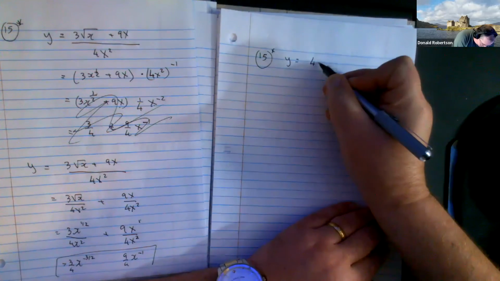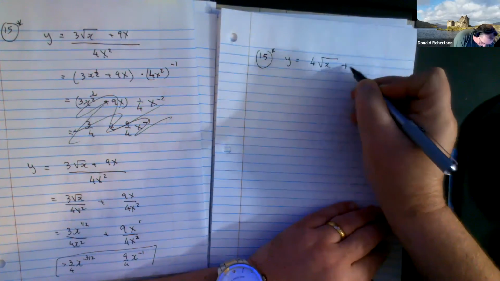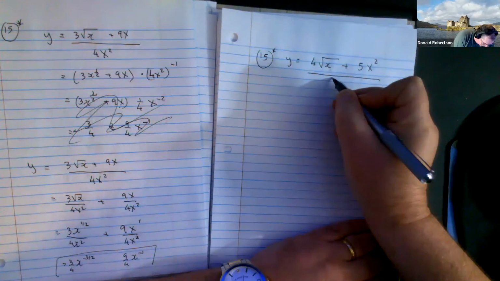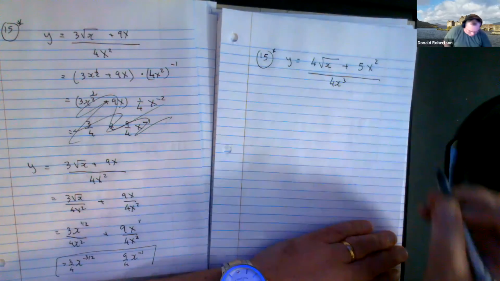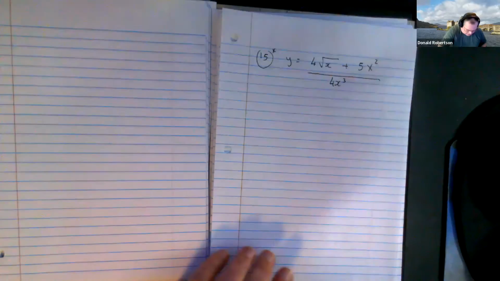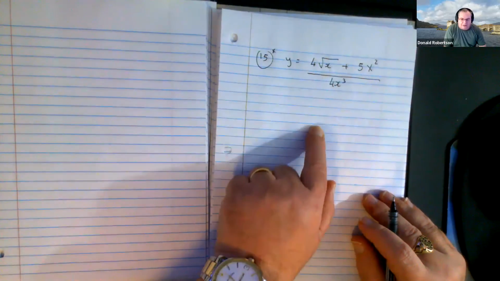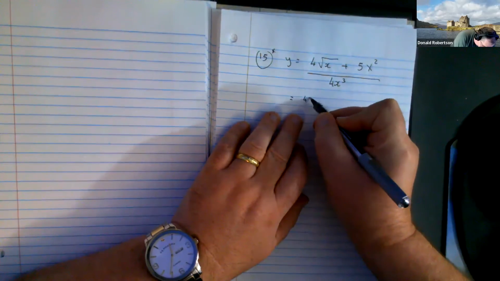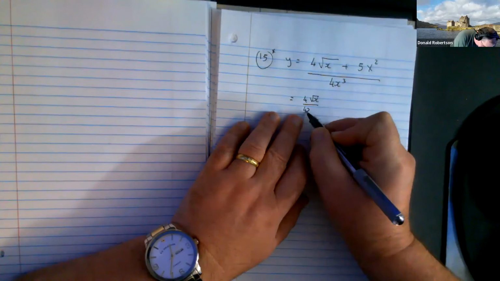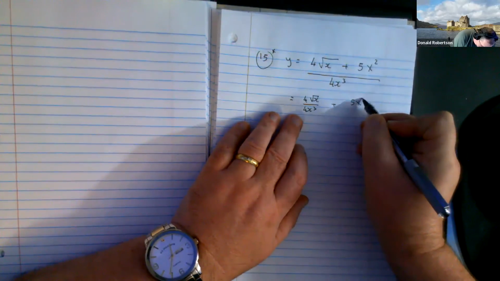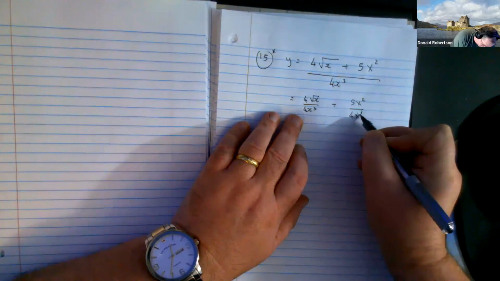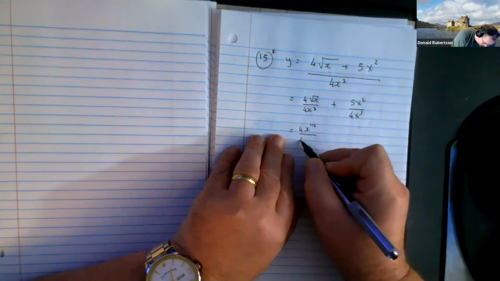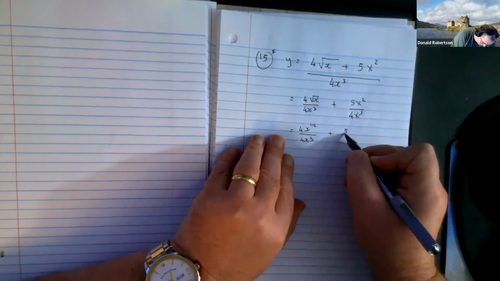It's going to be 4 square root of x plus 5x squared, all divided by 4x cubed. Right? I'm going to take this and make it into powers of x so I can use the power rule. So I'm going to take the 4 square root of x and divide it by 4x cubed, and the 5x squared and divide it by the 4x cubed. I'm going to convert that into a half power and leave this one alone.